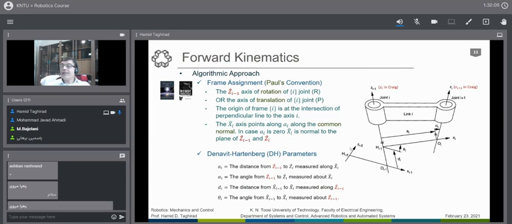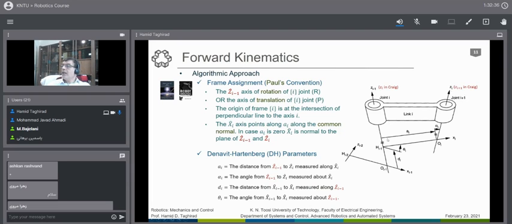Now, since we have the axis, we can define all the 4 parameters very easily. As mentioned, the common normal gives you the xi, and then you can find the plane. Of course, it could have some limitations. We will show you in the example that we know.